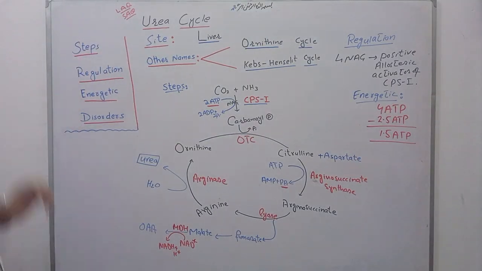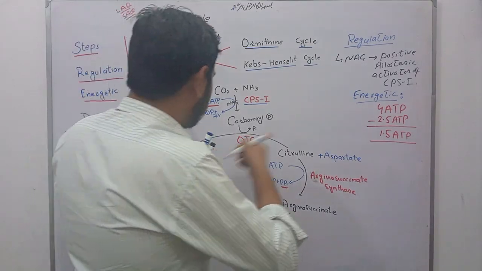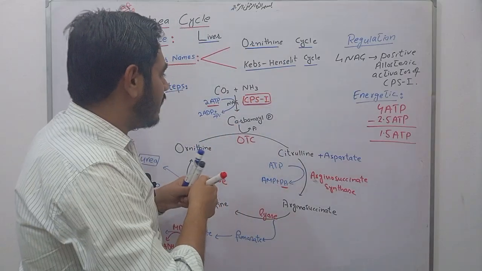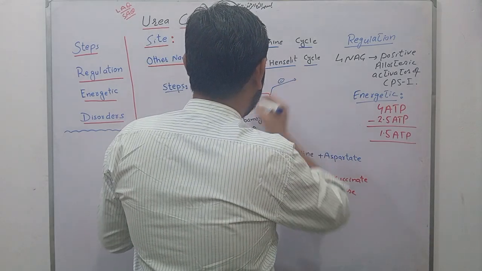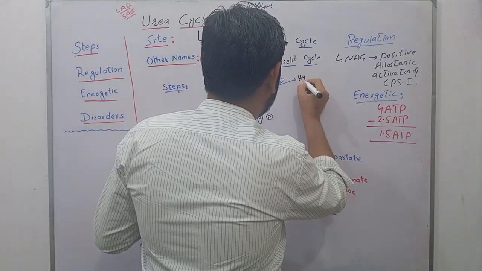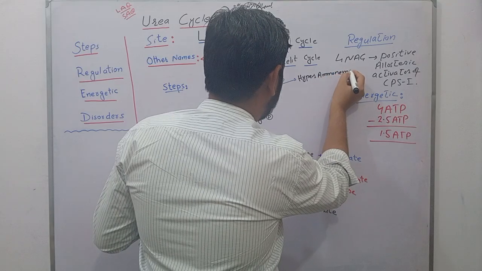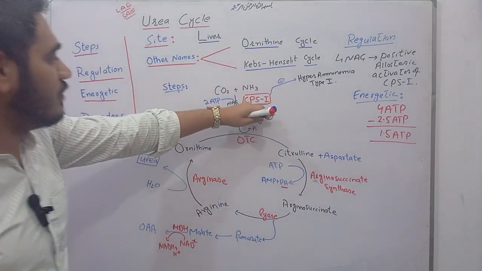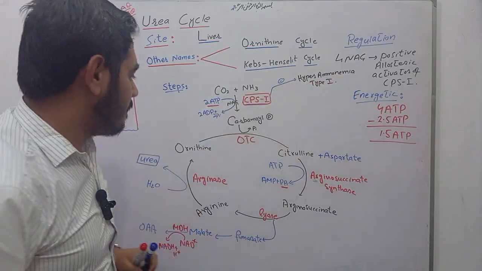Now coming to the disorders. Students, the deficiency of this enzyme, carbamyl phosphate synthase enzyme, leads to hyperammonemia type 1. Due to deficiency of this enzyme, it leads to the disorder hyperammonemia type 1.